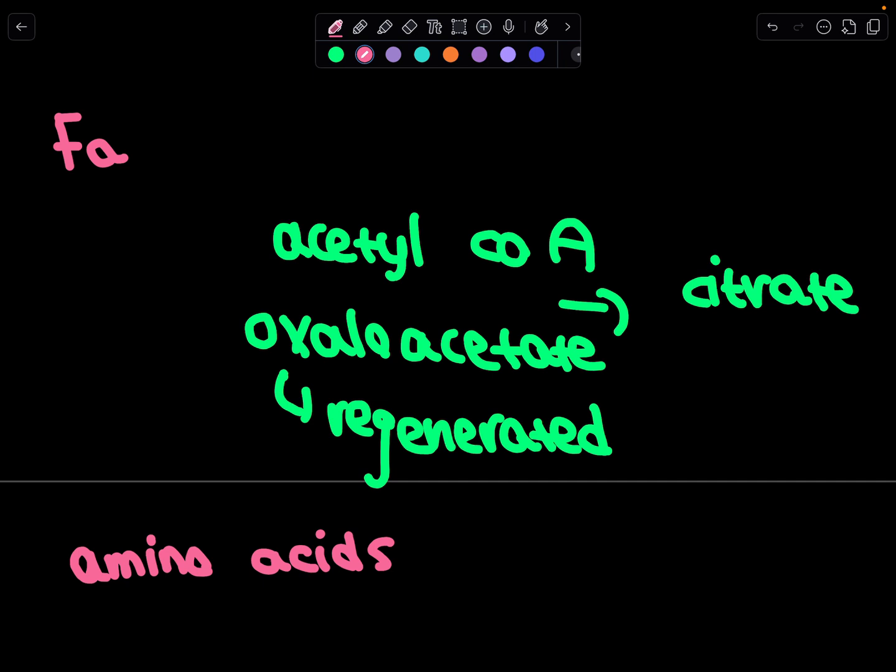Not all amino acids become oxaloacetate. Some directly form acetyl-CoA depending on their structure. Want more on specific amino acids or the Krebs cycle? So how do amino acids and fatty acids become pyruvate and acetyl-CoA and oxaloacetate? What is the process?